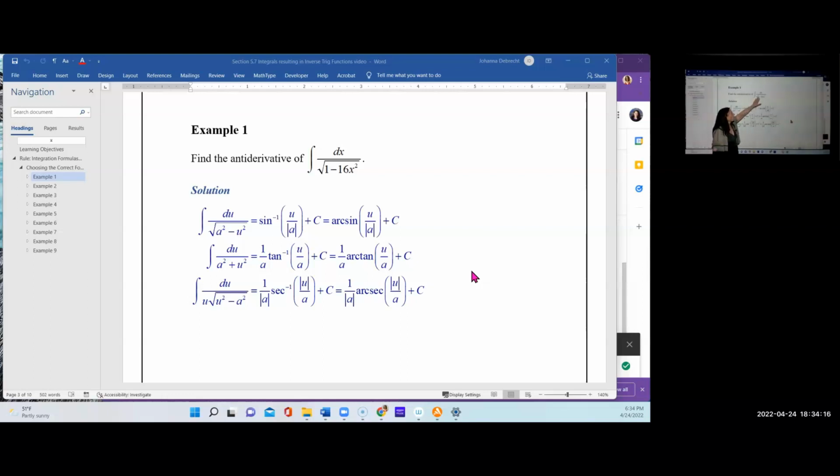Because it is a constant 1 minus a variable term, 16x squared, that is most like the formula for arcsine, the one that is 1 over the square root of a squared minus u squared. Remember, the differential, which is du, indicates that the variable is u, which makes a squared the constant term. This becomes the arcsine of u over magnitude of a up to the constant of integration. Let's now write down the pieces that we've discussed.